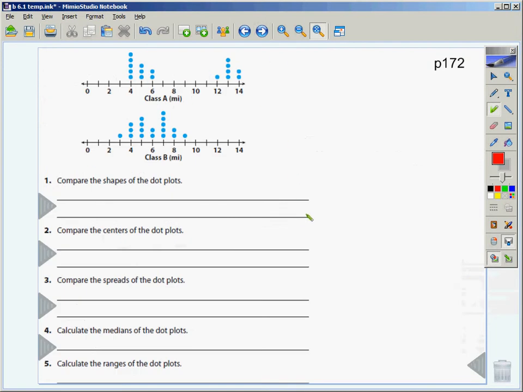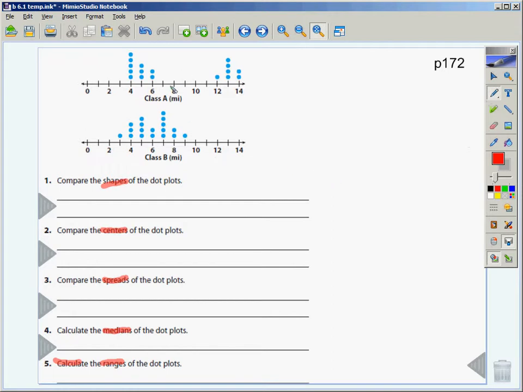So, turn to page 172. This is actually out of the guided practice. There's only 1 and 3. Notice they're asking me to compare shapes, centers, spreads, medians, and calculate the what? The range.